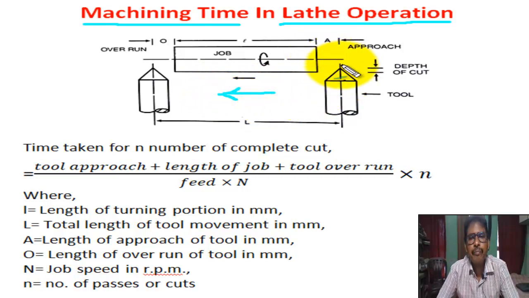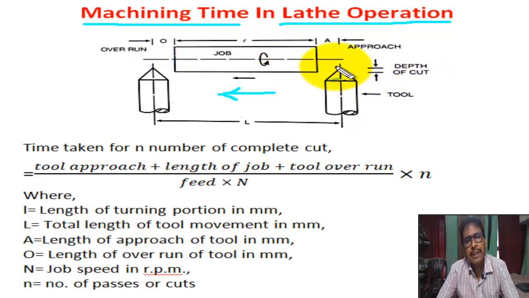Here, this measurement A is the tool approach. This measurement small l is the job length. This measurement O is the tool overrun. So the total length L is equal to A plus l plus O.